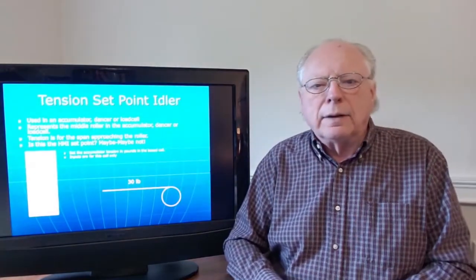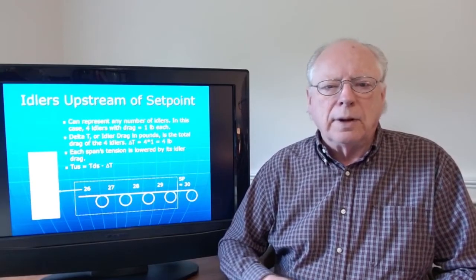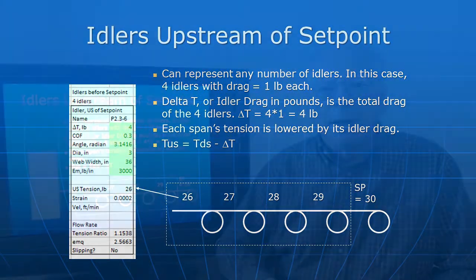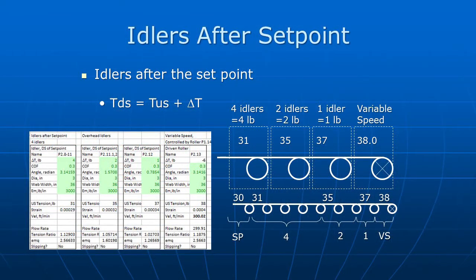Tension set point idler. Now this is one of the things you have to know to build a model: where do you start? In this case, the large festoon is where they set the tension. And so now for idlers upstream of the set point, again, we use the subtracting the drag formula as we moved upstream from that 30 pounds to 29 to 28 to 27 to 26. For idlers after the set point, now you're adding tension to that 30 newtons.